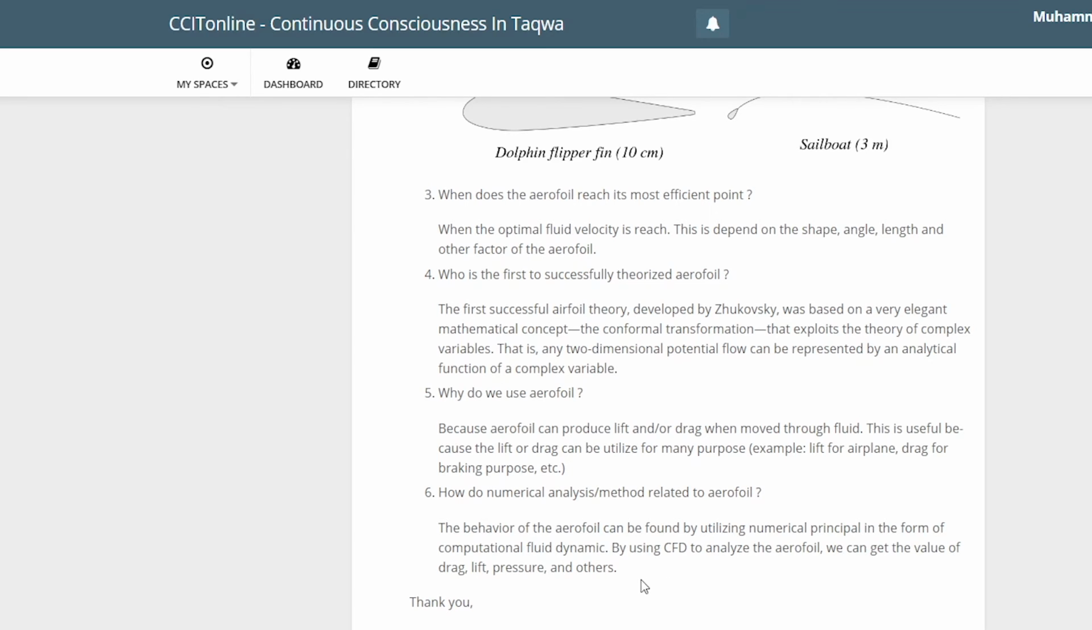And for the last question, how is numerical analysis or method related to aerofoil? The behavior of the aerofoil can be found by utilizing numerical principles in the form of computational fluid dynamics. By using CFD to analyze the aerofoil, we can get the values of drag, lift, pressure, and others.